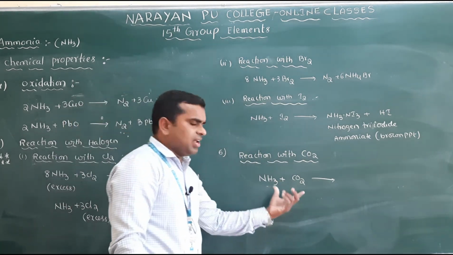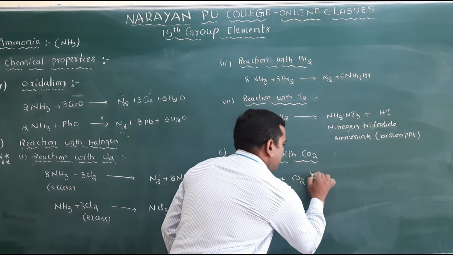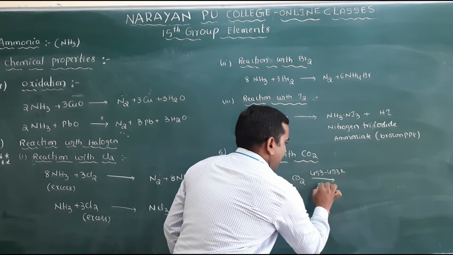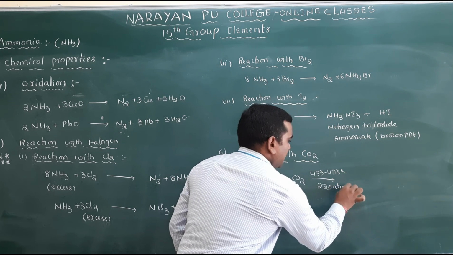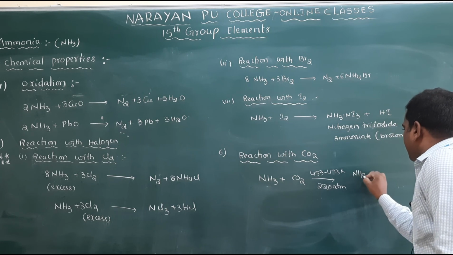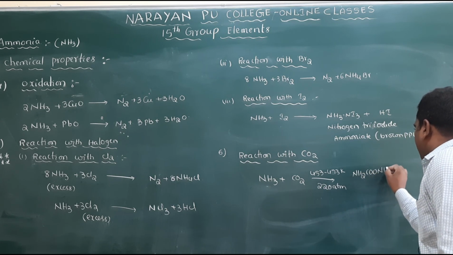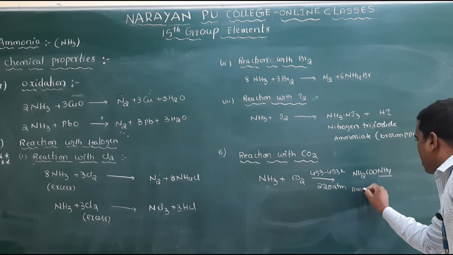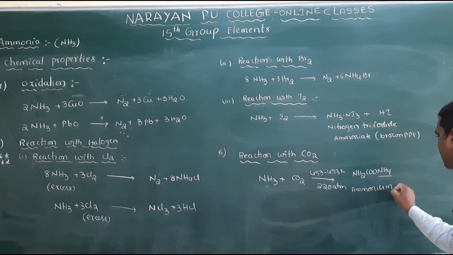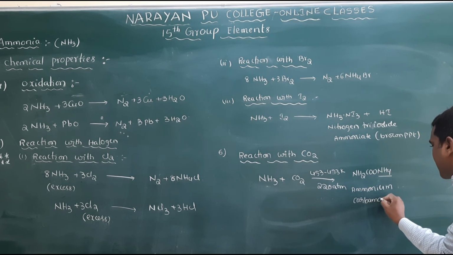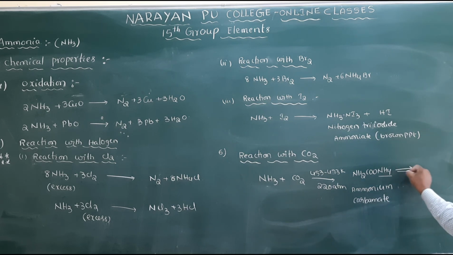You know, both are gases only. Gases means you have to maintain high temperature and pressure, so you have to maintain 453 to 473 Kelvin and 220 atmosphere. And first you will get the compound ammonium carbamate, NH4 carbamate. This is ammonium carbamate at 220 atmosphere. Clear?